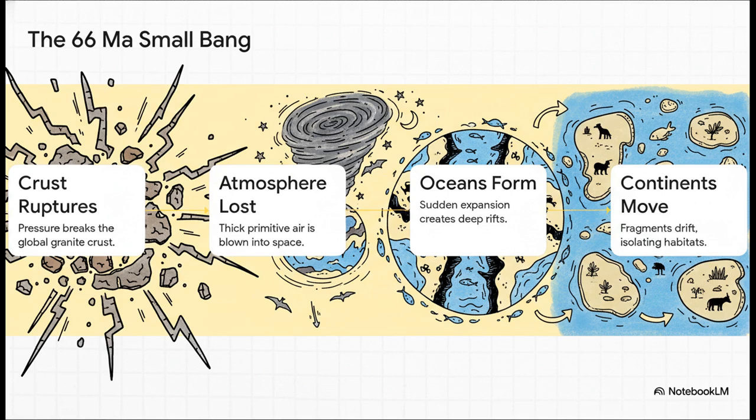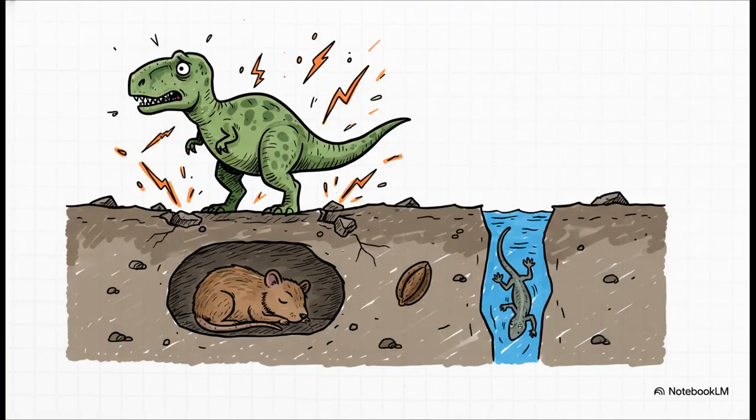Then the sudden expansion of the planet created massive, deep rifts that would become the basalt ocean floors. In a single geological instant, the monotonous, shallow swamps and ancient, unbroken forests that the dinosaurs completely relied on were wiped out. So if the entire global habitat was just suddenly shattered, who actually made it out alive? The source material outlines a highly specific biological survival profile.